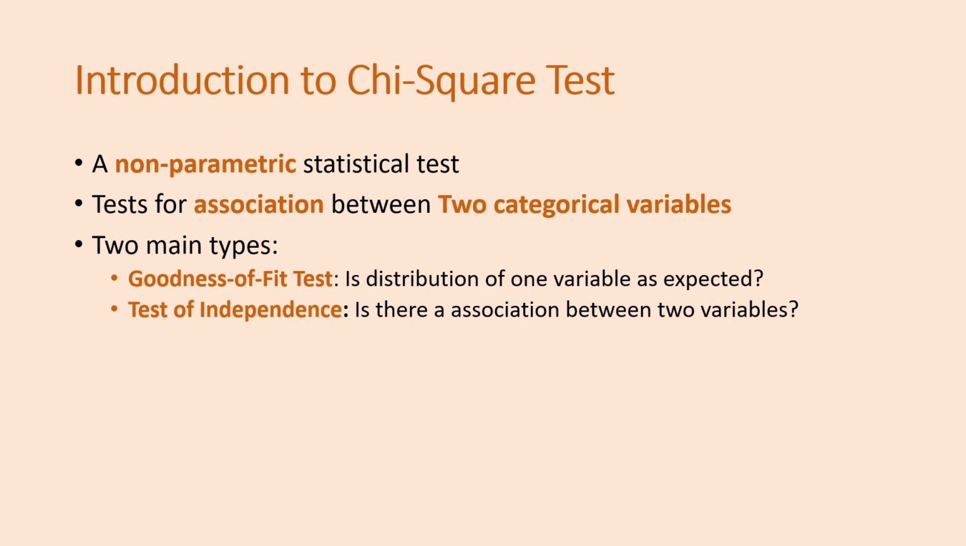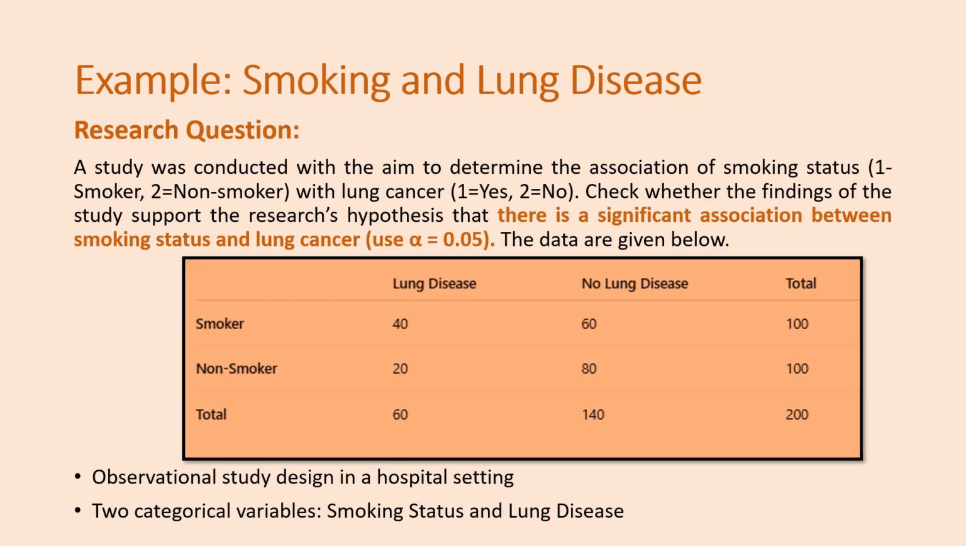Okay, what is chi-square test? Chi-square test is a non-parametric statistical test for association between two categorical variables. Two main types of chi-square test. Goodness of fit test: is the distribution of one variable as expected? Test of independence: is there an association between two variables?